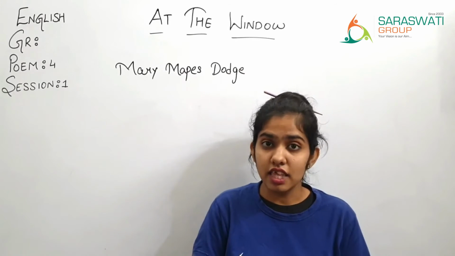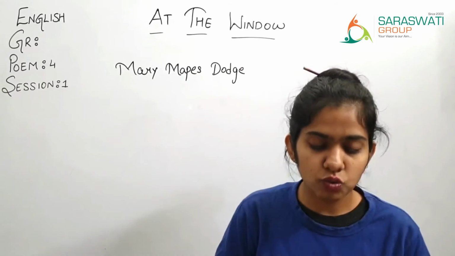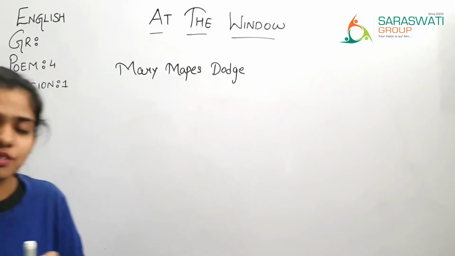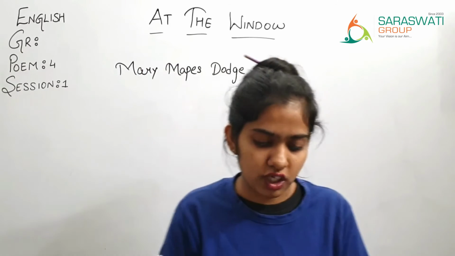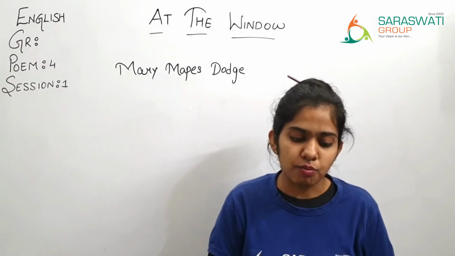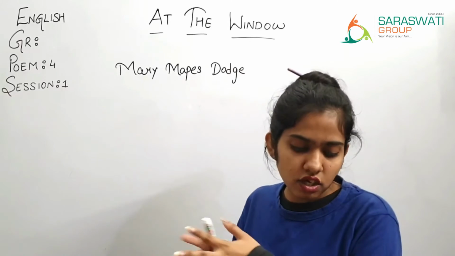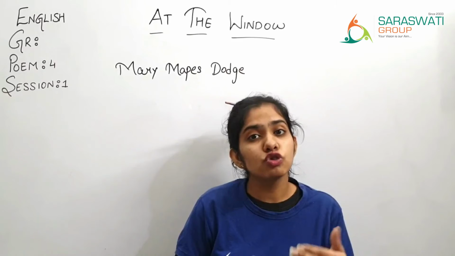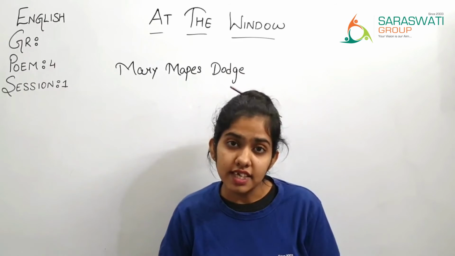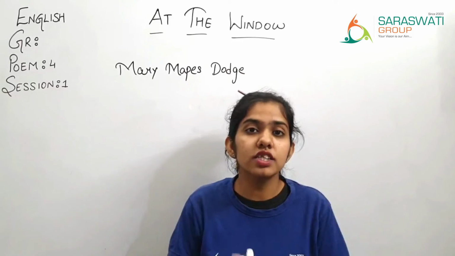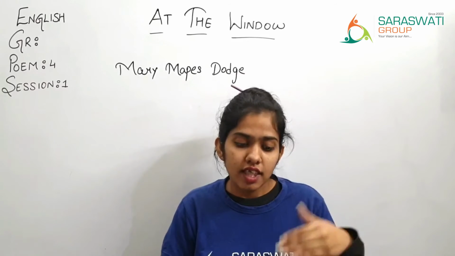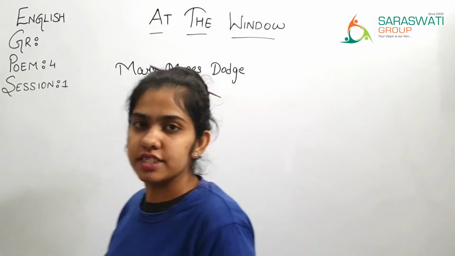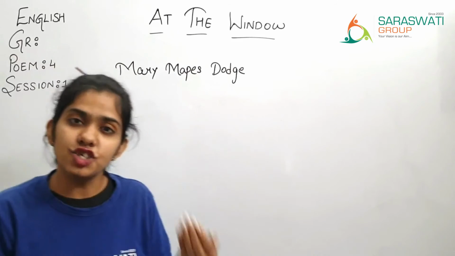Now let us see the MCQ. The moon is wandering through the clouds or stars? Where does the moon wander? Yes, the moon is wandering through the clouds. Then, does the poet know or not know what the moon is looking for? Yes, the poet does not know what the moon is looking for. Then, the poet is an adult or a child? The poet is a child.